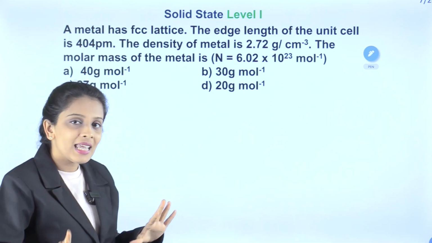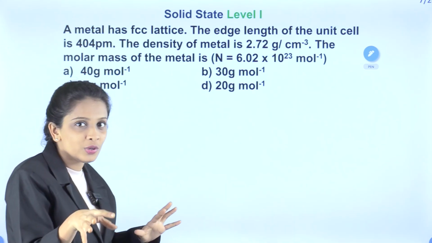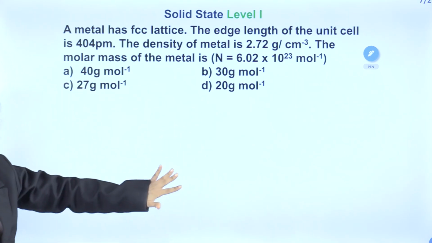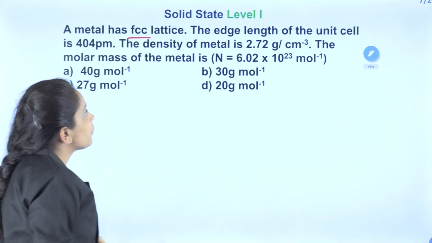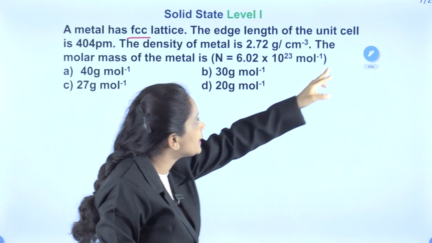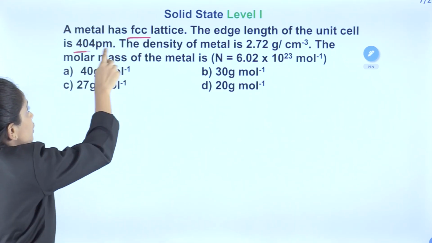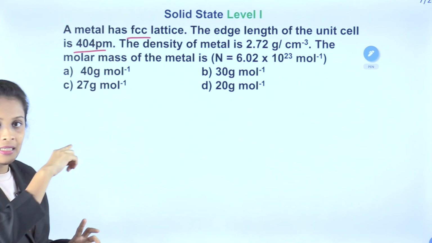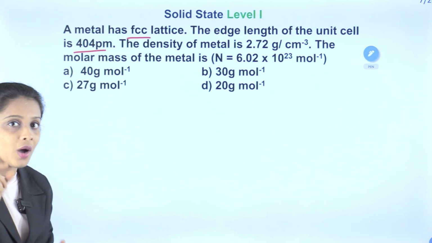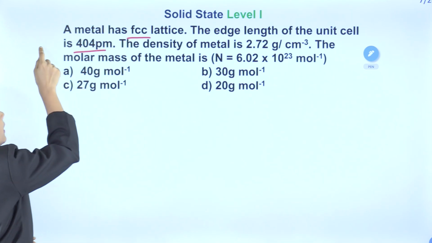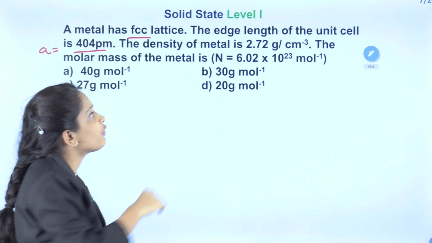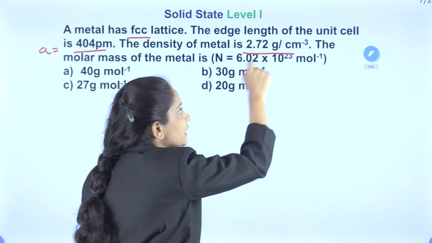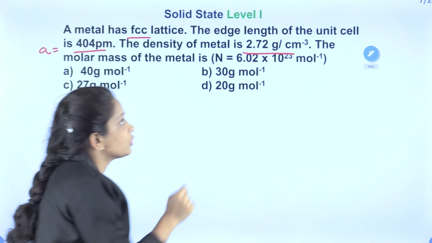The same can be asked to consume your time in the exam, for the MCQ test also. The question says that a metal has an FCC lattice, and the edge length of the unit cell is 404 picometer. Please pay attention to the unit they have given to us. Edge length is there, so can I say it is the value of a they have given to us. The density of the metal they have given to us. Please pay attention to the unit over here also.